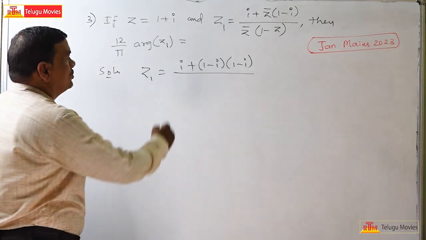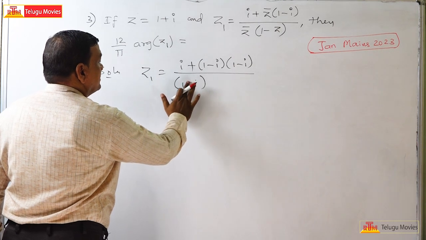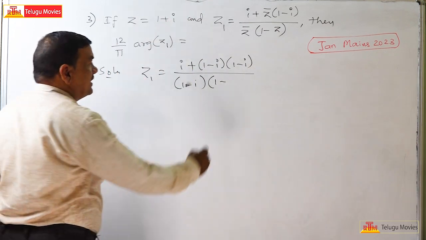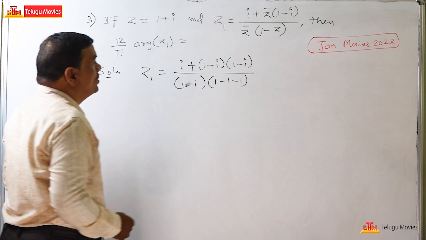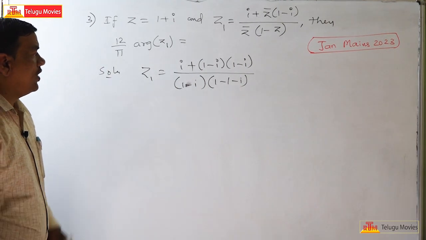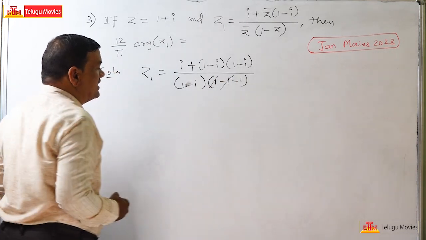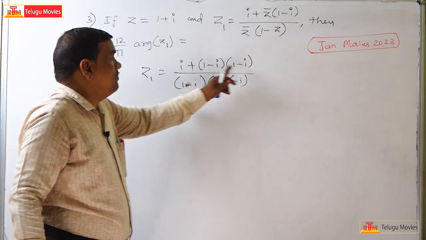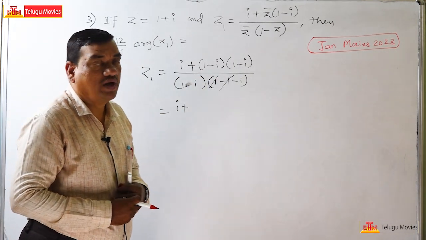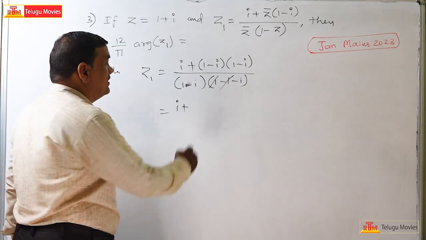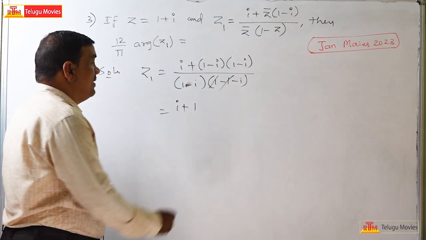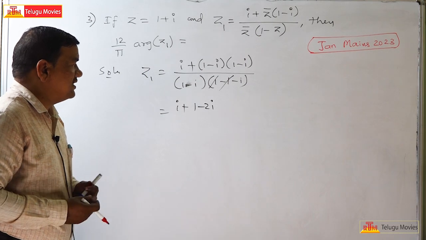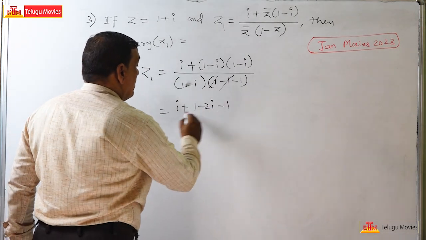Okay now, z conjugate, that is 1 plus i, 1 minus i, into 1 minus z. Z means how much? 1 plus i. So minus 1 minus i. So let us calculate this. Any more cancellations? You can cancel plus 1 minus 1 in the numerator. So this is equal to i plus 1 minus i whole square. 1 minus i whole square, how much? a square minus 2ab plus b square, so 1 minus 2i plus b square, where i square means minus 1.